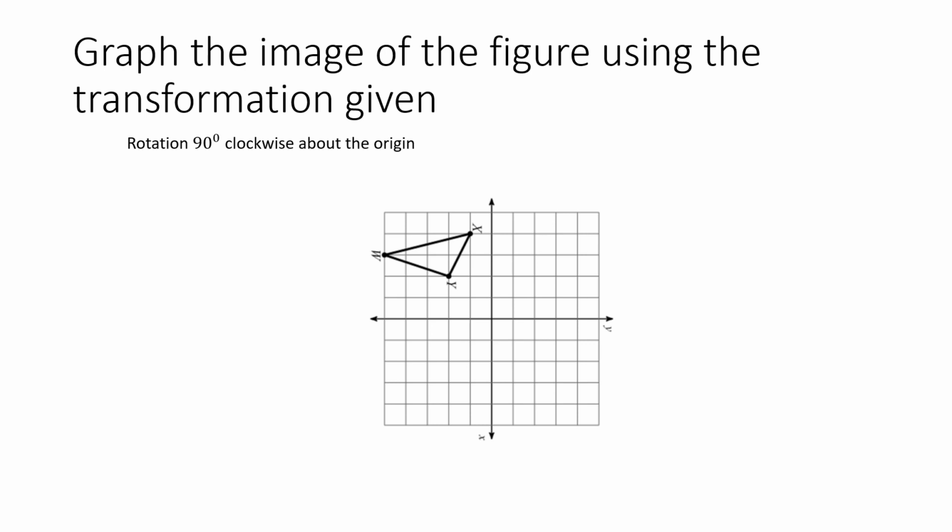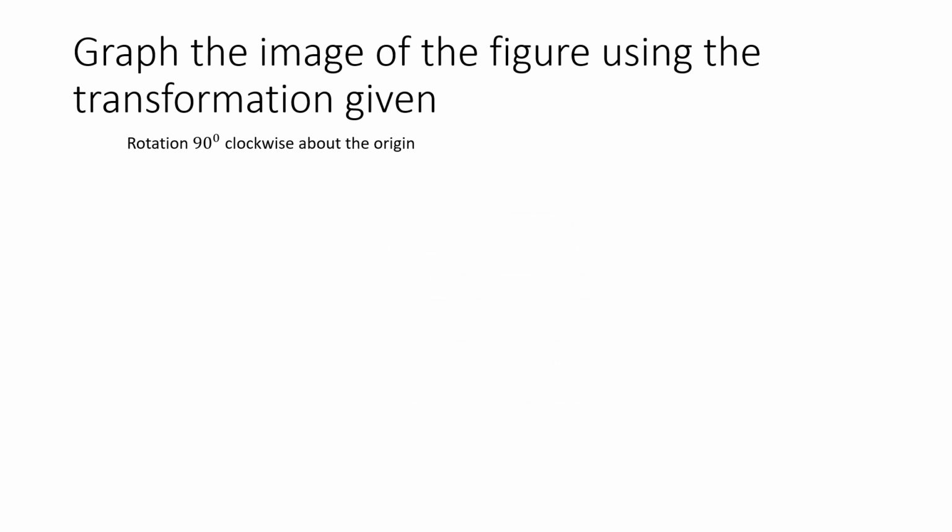When we rotate our pre-image 90 degrees clockwise, this is where our image will end up. The coordinate for W prime will be -5, 3. The coordinate for Y prime will be -2, 2. The coordinate for X prime will be -1, 4.